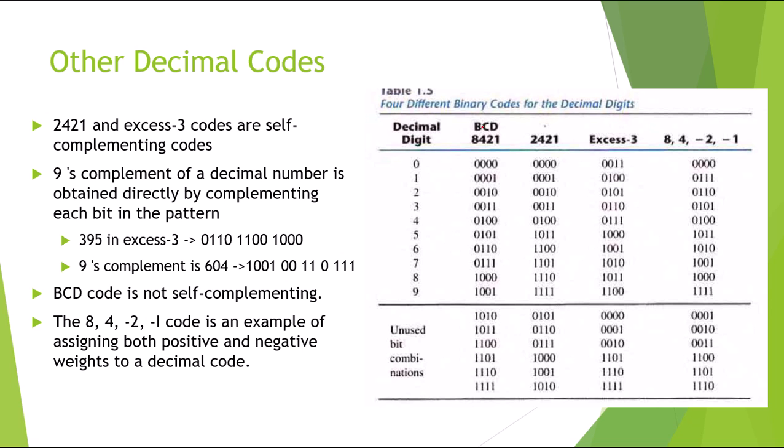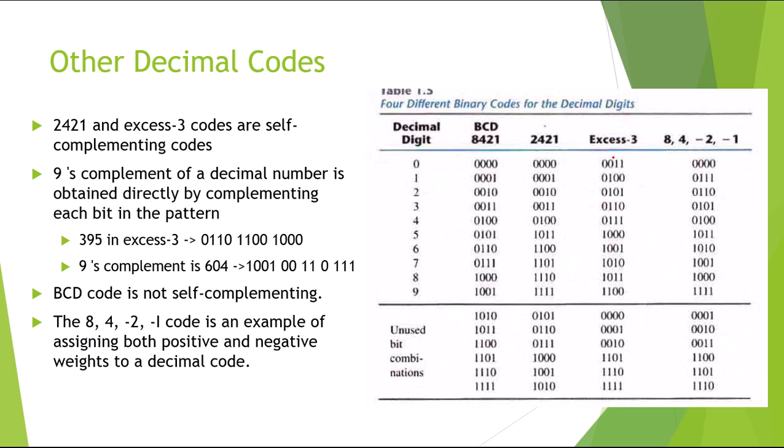Here we have BCD, and the weightage of every bit in the BCD is that the least significant bit has a weightage of 1, then 2, 4 and 8. It's the same as binary, that is 2 raised to the power 0, 2 raised to the power 1, 2 raised to the power 2 and 2 raised to the power 3. Then we have 2421. This 2421 basically means that 2421 are the weightages given to the bits. Starting from the least significant, the first bit has a weightage of 1, second bit has a weightage of 2, third bit has a weightage of 4, and fourth has a weightage of 2.